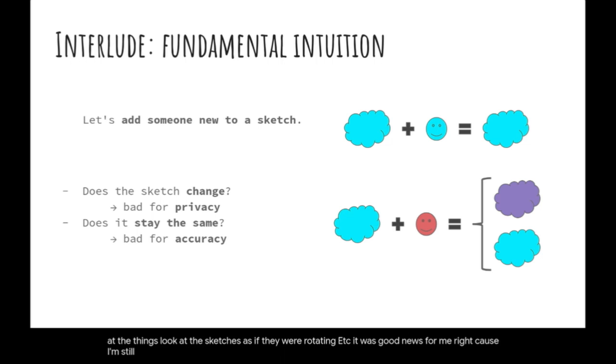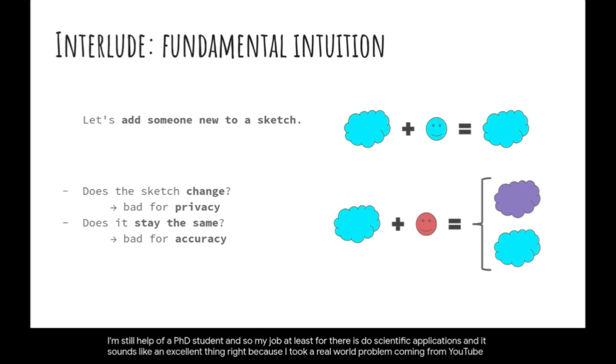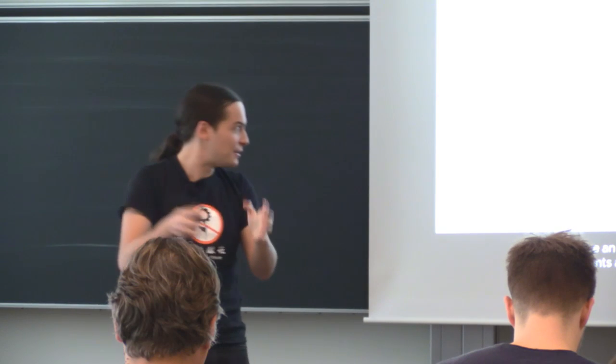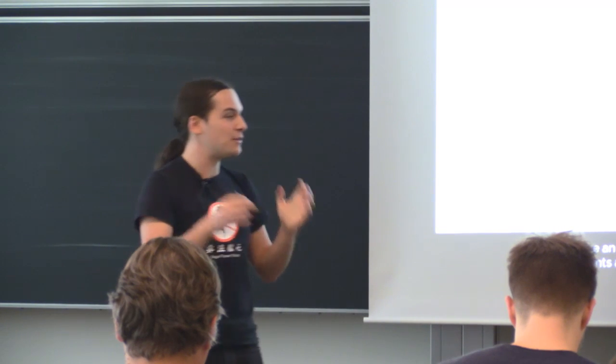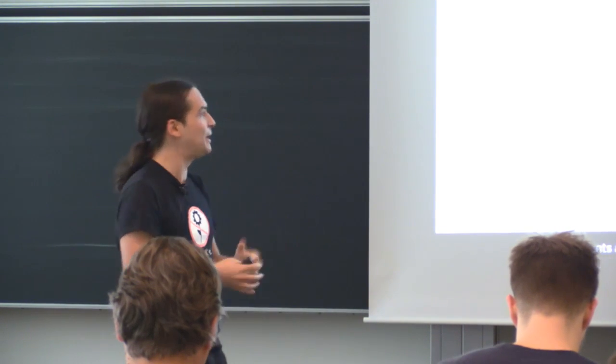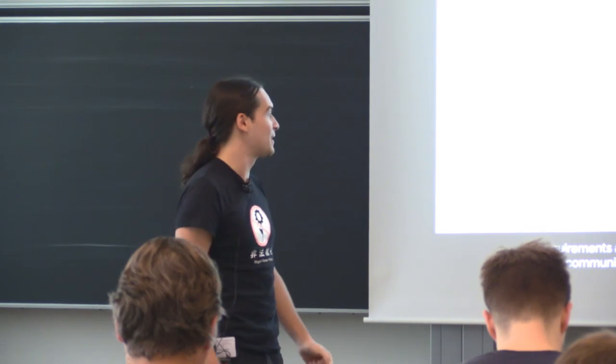But it was good news for me, right? Because I'm still half of a PhD student, and so my job, at least there, is to do scientific publications. And this sounds like an excellent thing, right? Because I took a real-world problem coming from real-world requirements, and I generalized it in a nice way by abstracting what it means to be a cardinality estimator and then proved an interesting impossibility result.